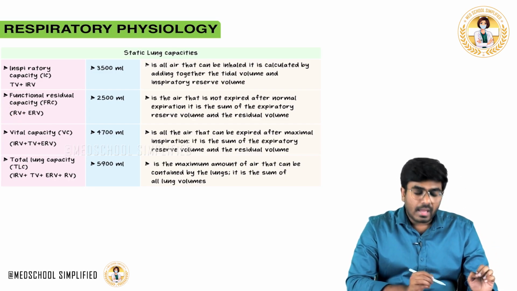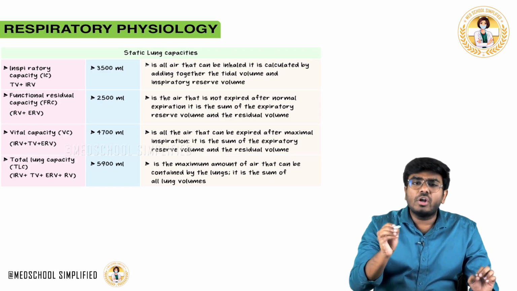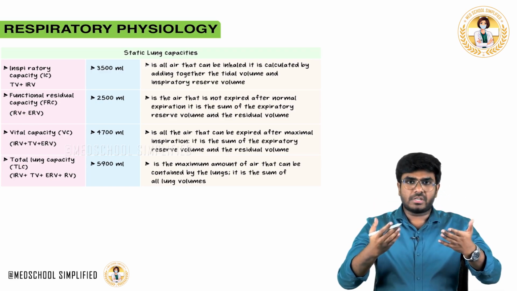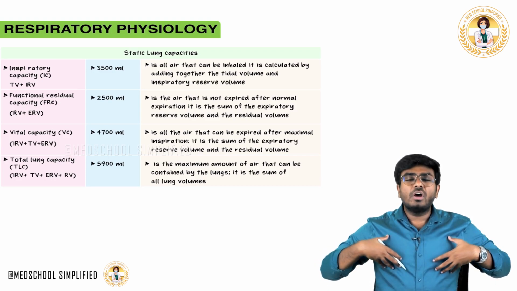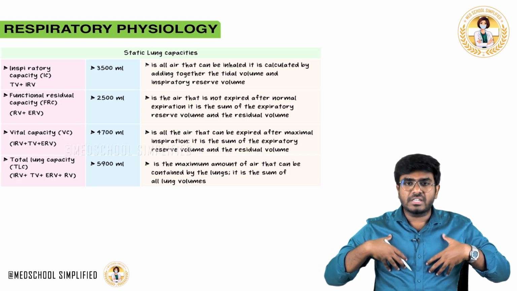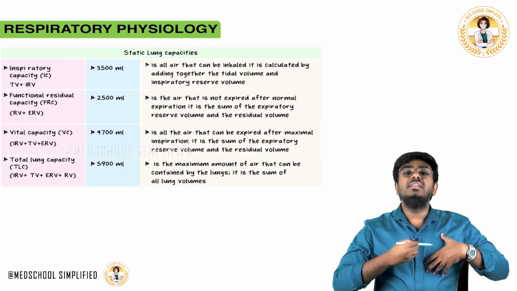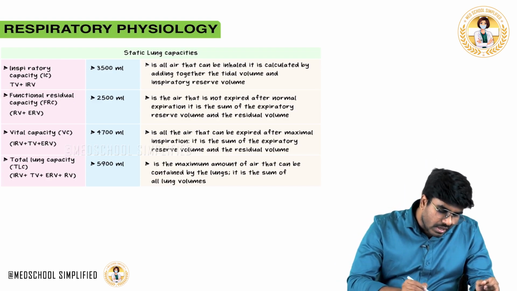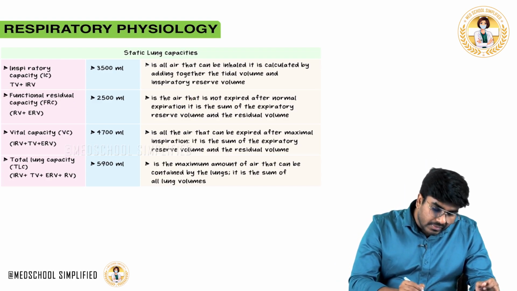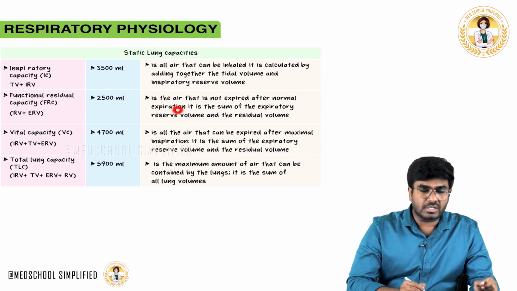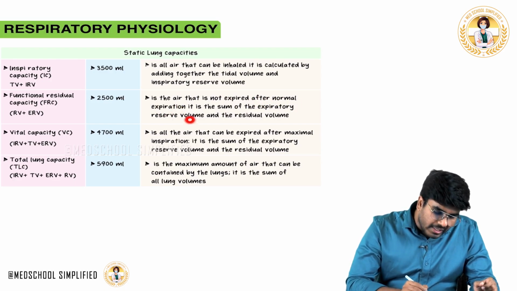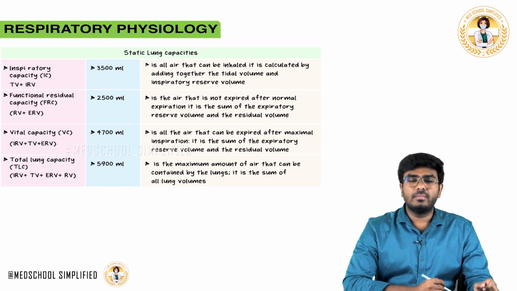Residual volume is there, plus expiratory reserve volume is also there, right? After a normal expiration, the amount of air that's present inside your lungs is the functional residual capacity. After normal expiration, there is expiratory reserve volume as well as residual volume. So look at the definition. Functional residual capacity is the air that is not expired after normal expiration. See, it is the sum of expiratory reserve volume and residual volume.